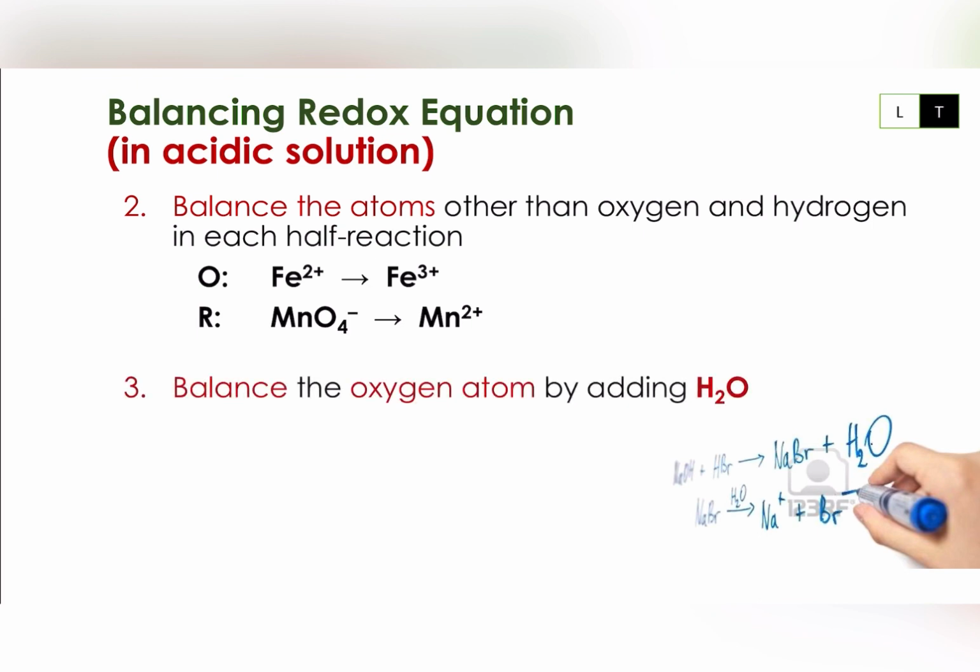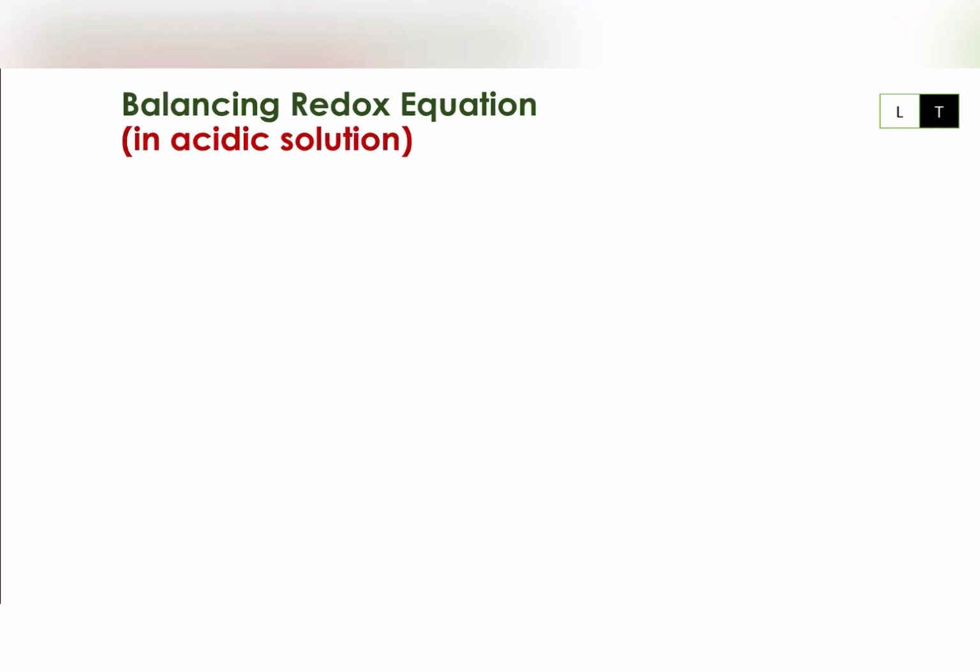You have to balance oxygen atoms by adding H2O. So for oxidation, you just skip because there is no oxygen in the oxidation part. But for reduction, you have 4 oxygen atoms here. So I'm going to add 4 H2O at the right side. So now it's balanced. 4 oxygen atoms and 4 oxygen atoms. Settle for step O. Now we continue with hydrogen.